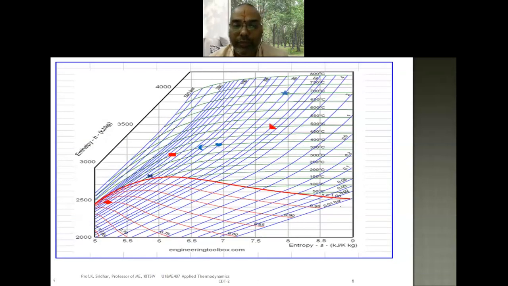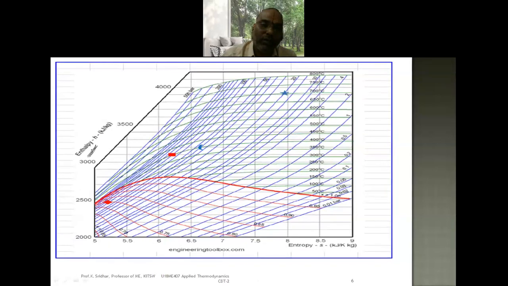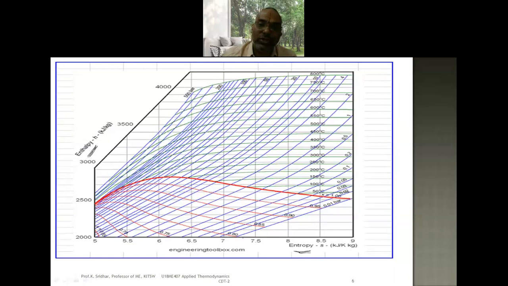So here you can see it is known as the Mollier chart. The Mollier chart is nothing but the HS diagram. HS diagram is nothing but enthalpy versus entropy. So enthalpy will always be taken on the y-axis and entropy will be taken on the x-axis. So it is the HS diagram, the enthalpy versus entropy diagram.